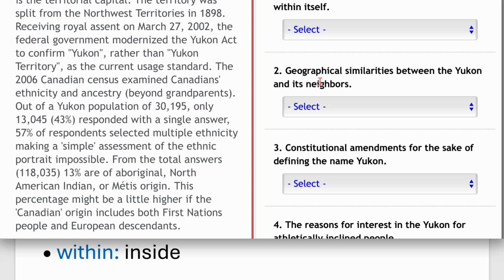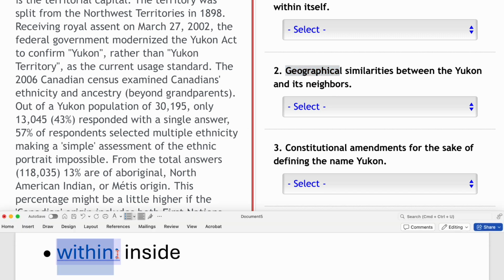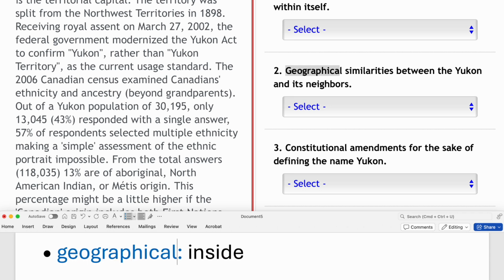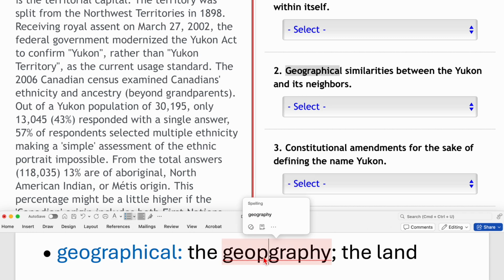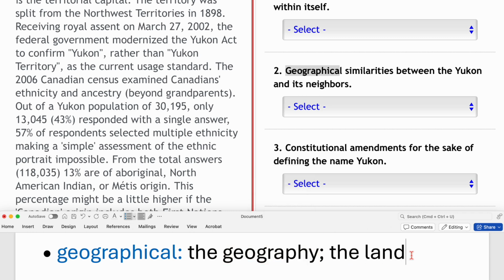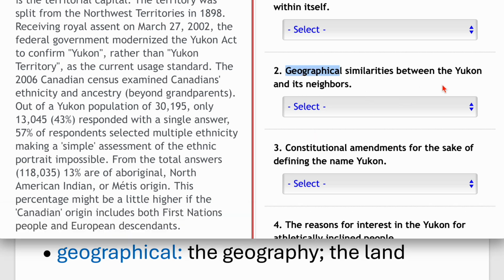Number two, geographical similarities between the Yukon and its neighbors. Geographical is talking about geography, which can be the land. So geographical similarities, is it talking about that in paragraph A? No, it's not talking about geographical similarities.